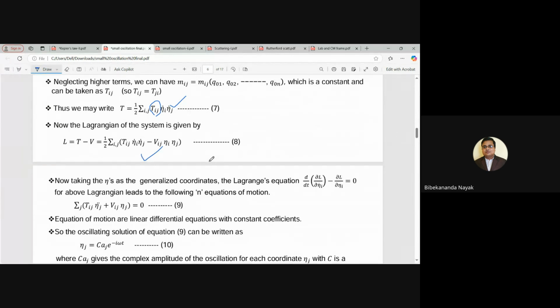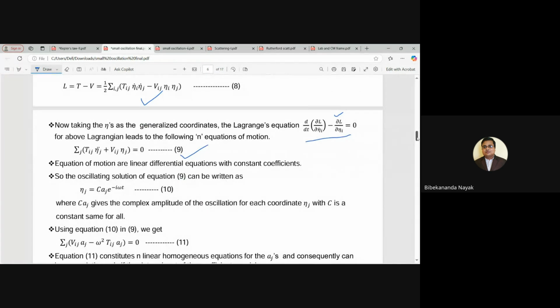Using Lagrange's equation of motion, we know d by dt of del L by del eta_i dot minus del L by del eta_i is 0. Putting this L here and taking the derivatives, we find this equation. From this equation we get a solution. This is actually something like x double dot plus omega square x is 0. It is nothing but a simple harmonic motion.